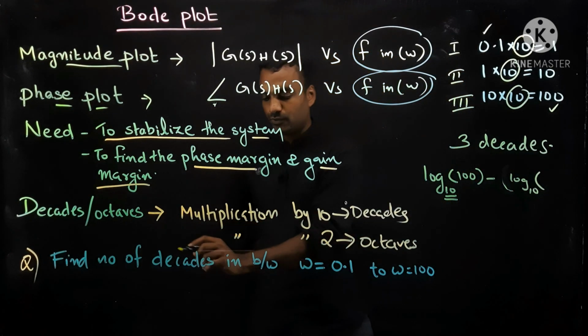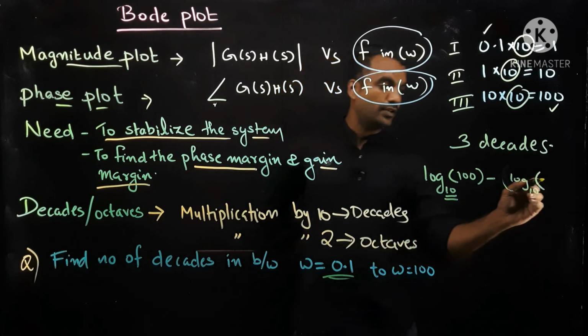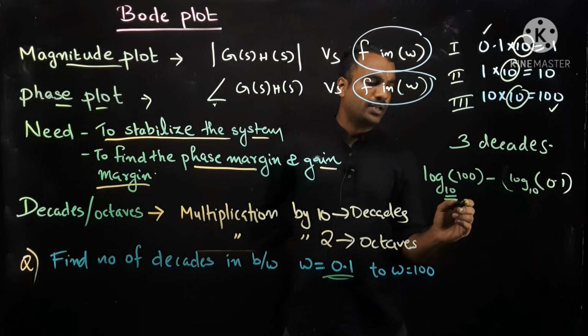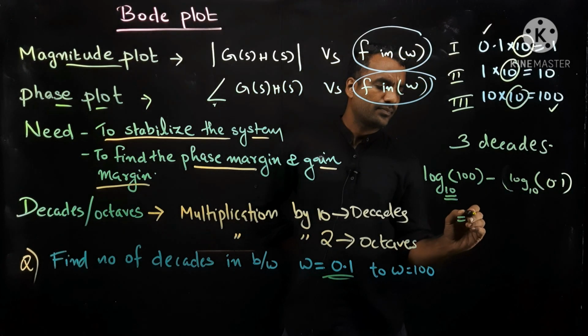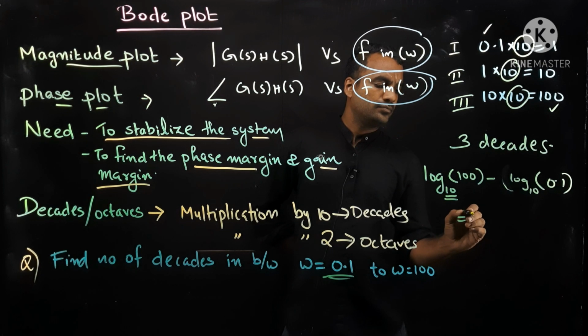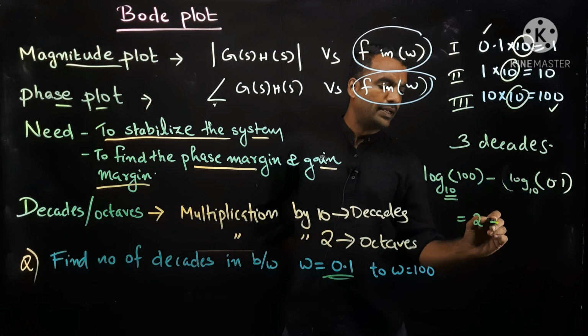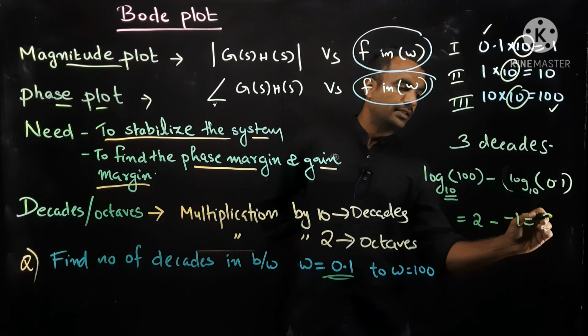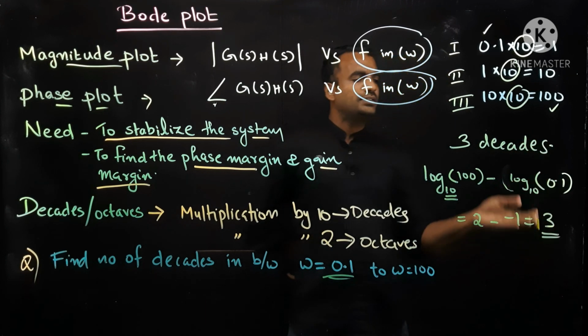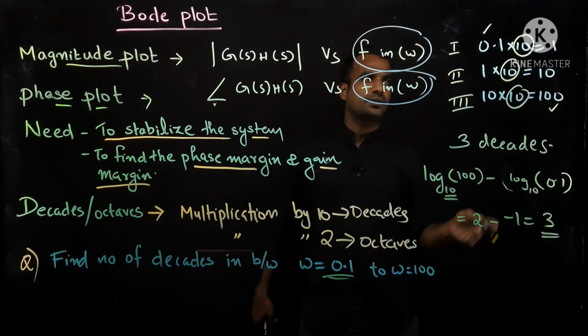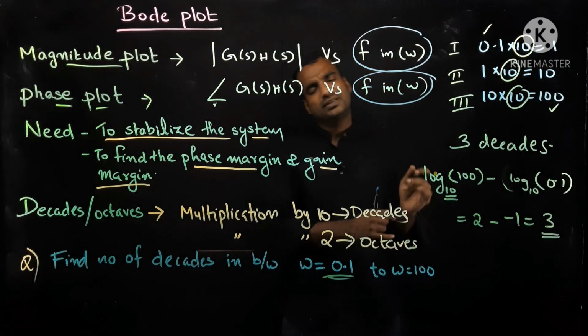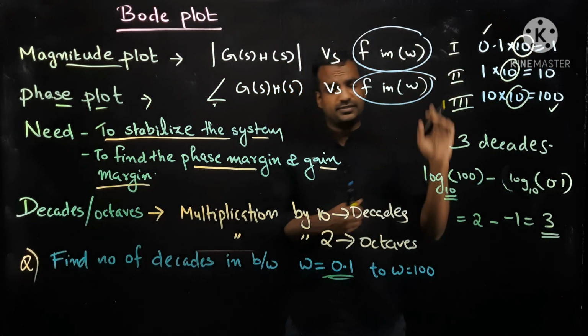What is the initial value? 0.1 is the initial value. Do it in the calculator, you will get 2 minus (-1), that is equal to 3. So you can check by this method also. This is a mathematical method, this is a conceptual method. Both the methods will give the same results.